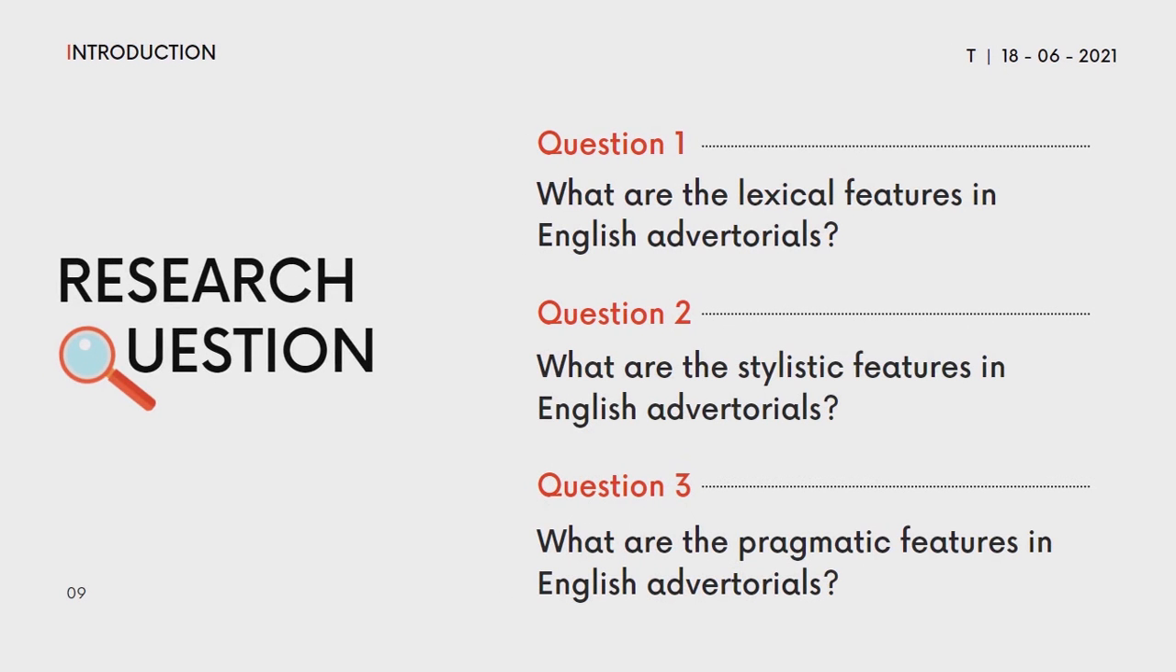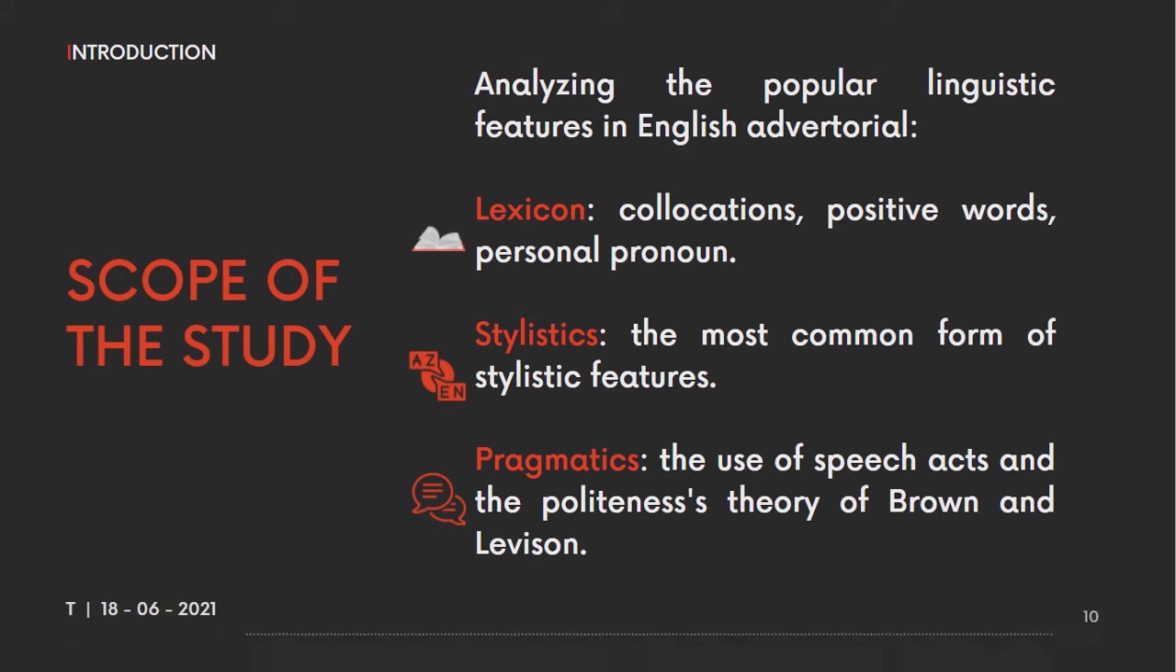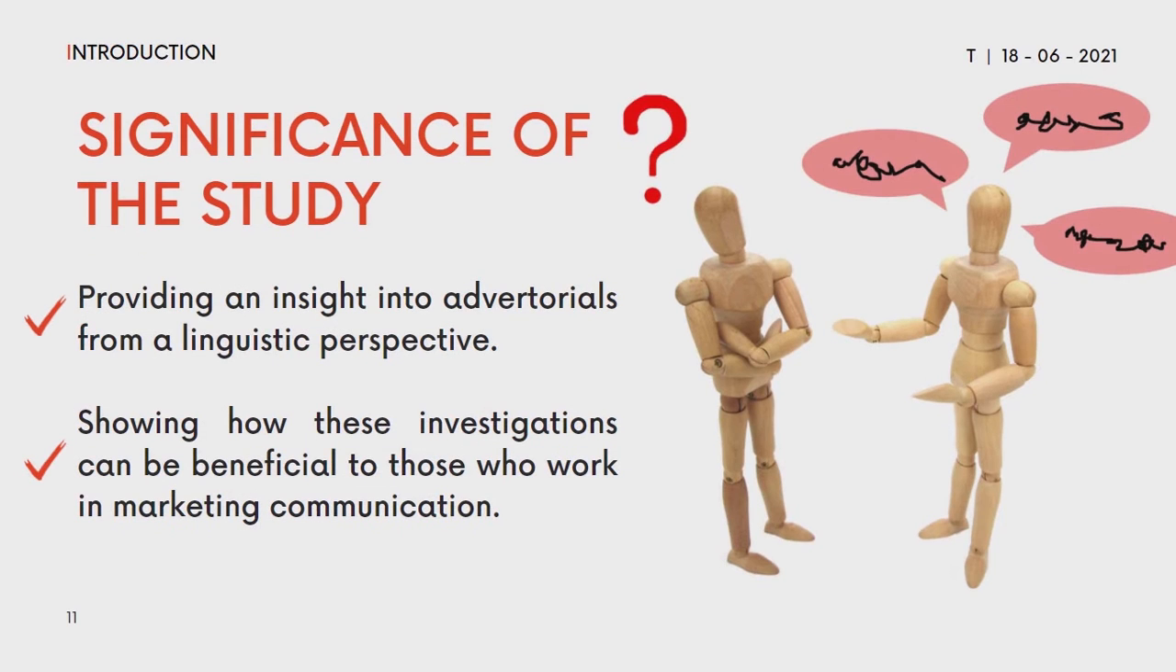There are 3 research questions. The study tried to solve: what are the lexical, stylistic, and pragmatic features in English advertorials? As for the scope of the study, I focus on 3 parts: lexicon, stylistics, and pragmatics. Thanks to the study, the reader could understand how to create an effective advertorial, especially those who have an affinity with marketing communication.